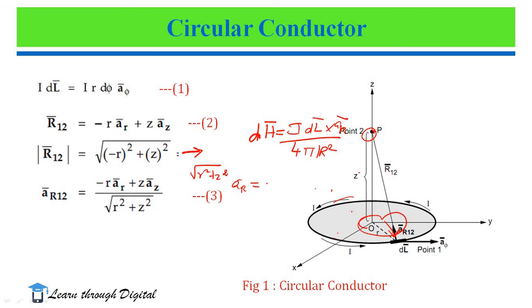So from this we can write aR vector. aR vector, how we find that unit vector: vector divided by the modulus of the vector. Already we find the distance vector and then magnitude. We substitute here, we find unit vector. This is equation 3.